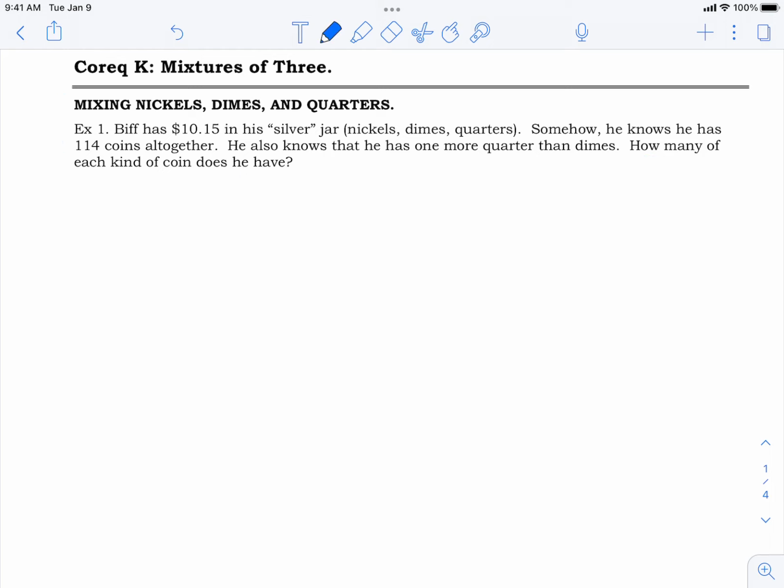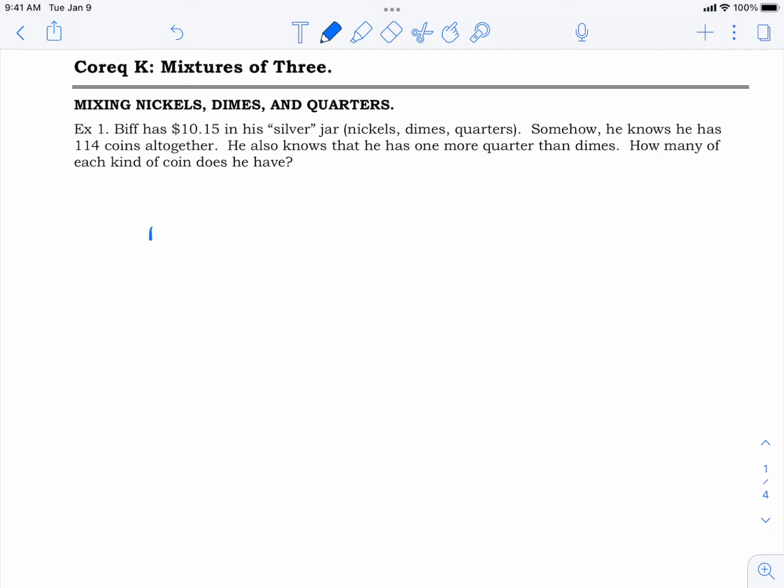Doesn't this sound a little bit familiar? When we were mixing coffees, we had different kinds of coffee. We had how much of each, and then how much are we spending on each? Here we have different kinds of coins. We're counting how many of each, and we're counting how much money they're worth. So it's kind of similar in some sense. It'll look a little different, but as before, it makes sense to get a table going.